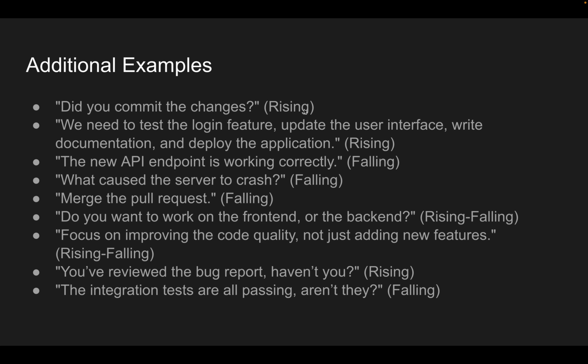Let's look at some more examples. Did you commit the changes? We need to test the login feature, update the user interface, write documentation, and deploy the application. With the new API, the endpoint is working correctly. What caused the server to crash? Merge the pull request. Do you want to work on the front end or the back end?